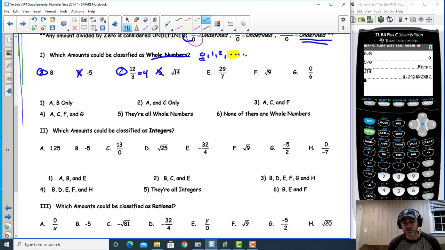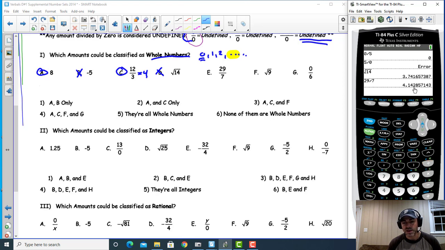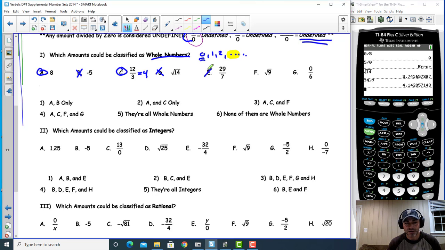29 sevenths, if you actually try to divide 29 by 7, hopefully you know that 29 is not a multiple of 7. So when you perform the division, you get a repeating decimal, 4.142857, and then it's going to repeat on the back end. So that is clearly rational. Rational means fractional, but it is not a whole number.